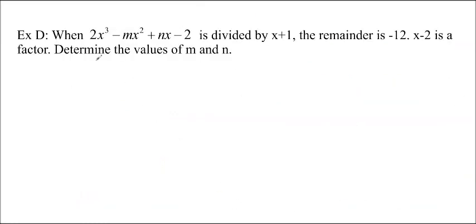So we have one more example. When 2x cubed minus mx squared plus nx minus 2 is divided by x plus 1, the remainder is negative 12. X minus 2 is a factor. Determine the values of m and n.